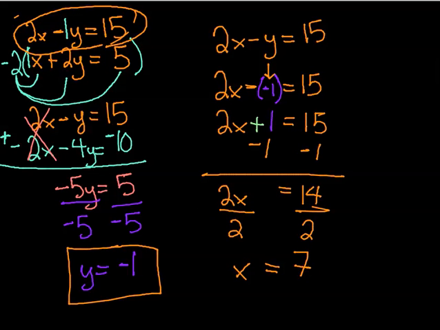And so we know that x equals 7 and y equals negative 1. And to write that as a final answer, we have to put it in coordinate form. So we put the parentheses here. And the x goes first and then the y. So the x is 7 and the y is negative 1.